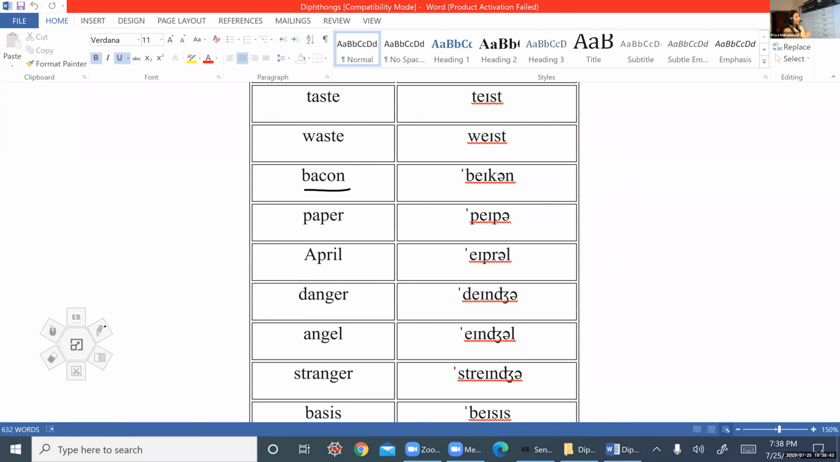B-A-C-O-N. Who is going to read this? Sudhi Krishna Das, it's your turn to read this one. Bacon. Louder. Bacon. Good. And Rifa, could you just read P-A-P-E-R? Paper. Once more. Paper. Good. Excellent.